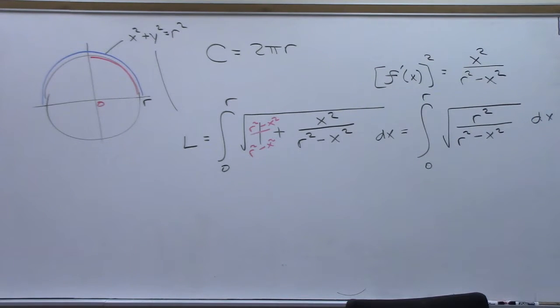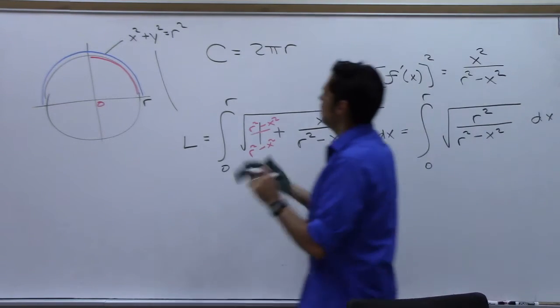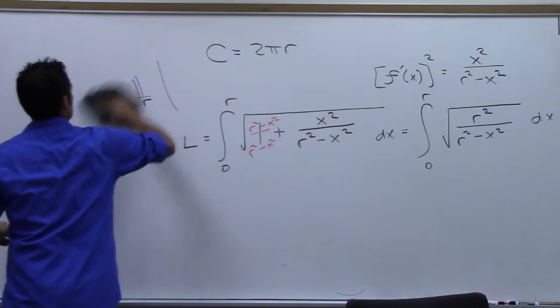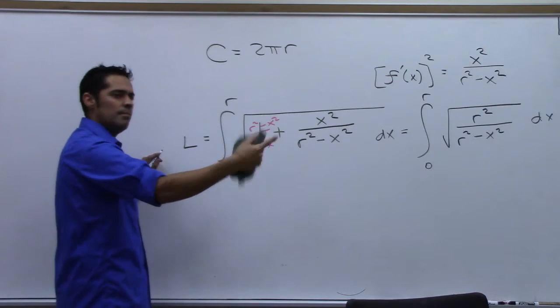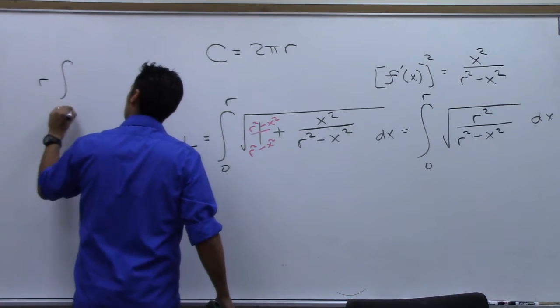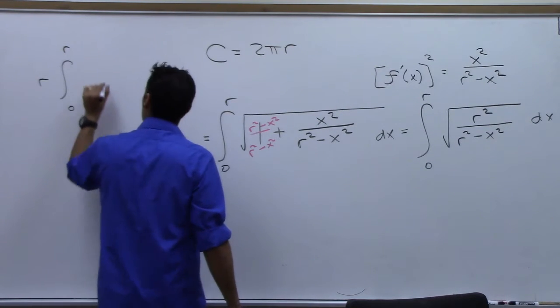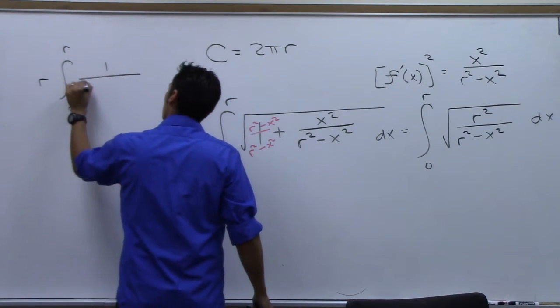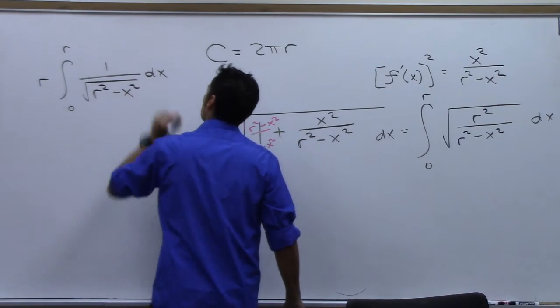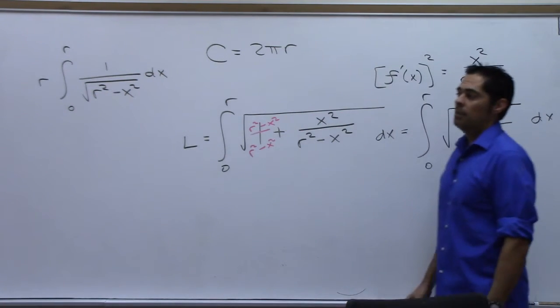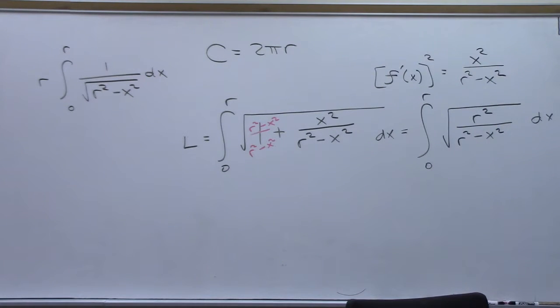And now can you do the square root top and bottom? Okay. So let's do square root top and bottom. When I do the square root of the top, what do I get? R. R is a constant, right? Pop it out. R times the integral from 0 to r. What's left? 1 over square root r squared minus x squared dx. That's a trig sub. Very good. But it's also a formula.